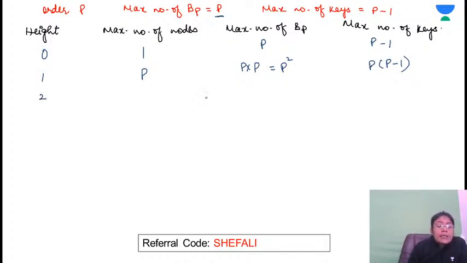Similarly, at the next level, how many nodes will there be? Equal to the number of block pointers at the previous level. How many block pointers at the next level? The number of nodes is p square, and each node can have p block pointers, so it will be p cube. The number of nodes is p square, and each node can have a maximum of p minus 1 keys.